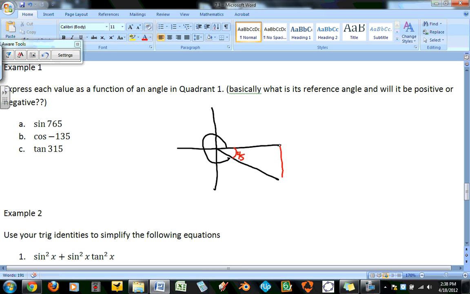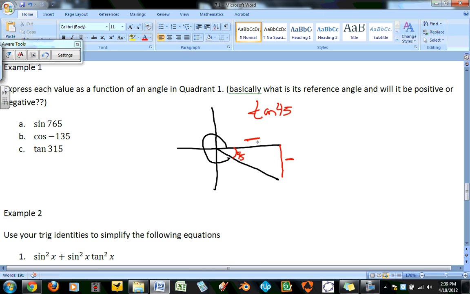Anyway, now they're asking us to express this tangent function as something from an angle in quadrant 1. So it's going to be the tangent of 45. And now is our tangent function going to be positive or negative down here? Well, if I go over here, this is a negative value. Opposite all over adjacent is tangent.